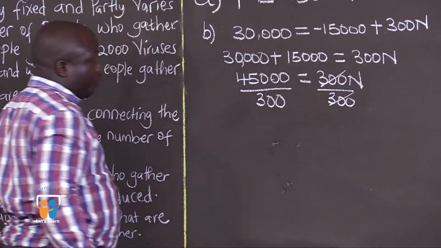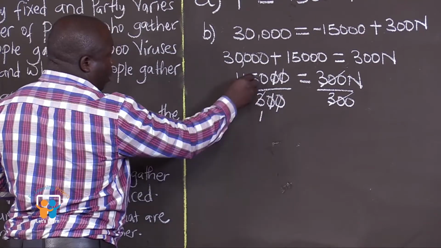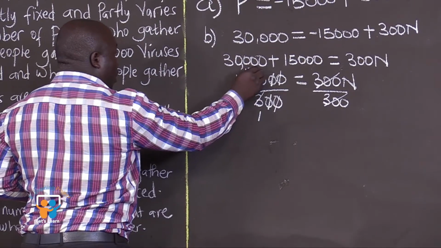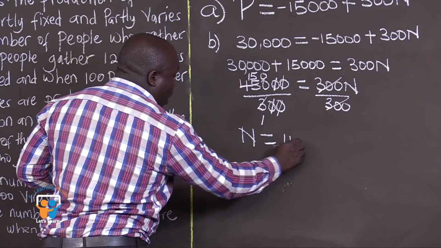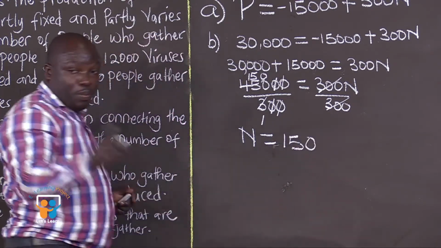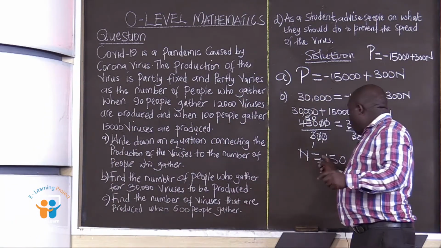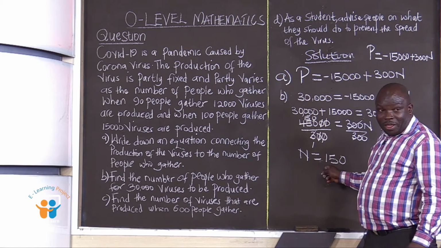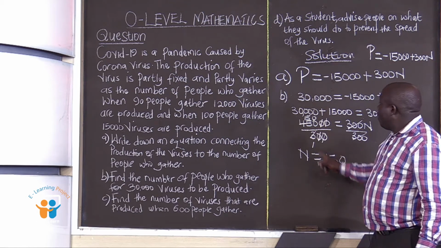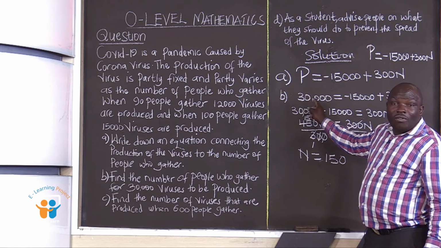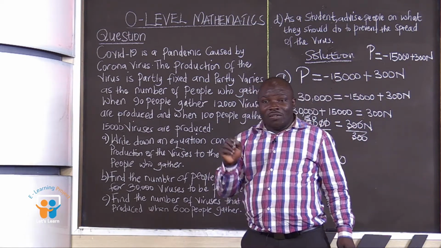This goes with that. This with this, 3 by 1, 3 by 15. So we shall have our n equaling 150 people. So it means that if 150 people gather, they will lead to a production of 30,000 viruses.